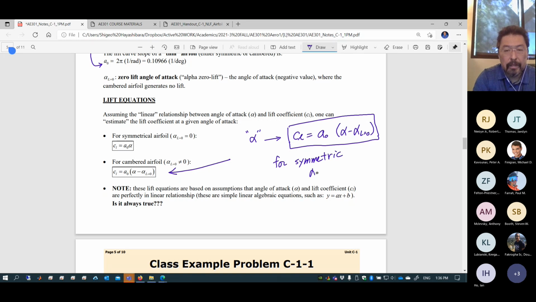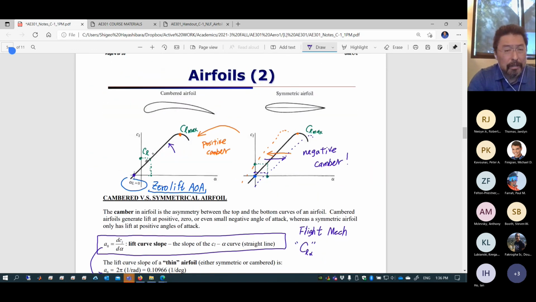Symmetric means alpha zero lift is 0. So that means CL is equal to A0 alpha. This is a symmetric airfoil. So those two are the equations. They are actually linear equations, that is essentially this line and also this line. This is the CL equal to A0 alpha line.